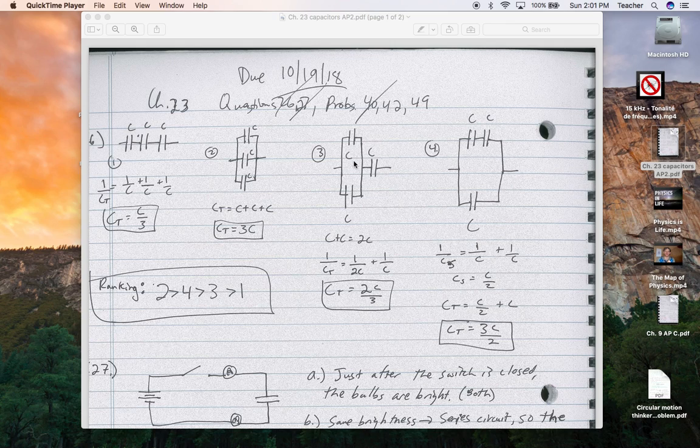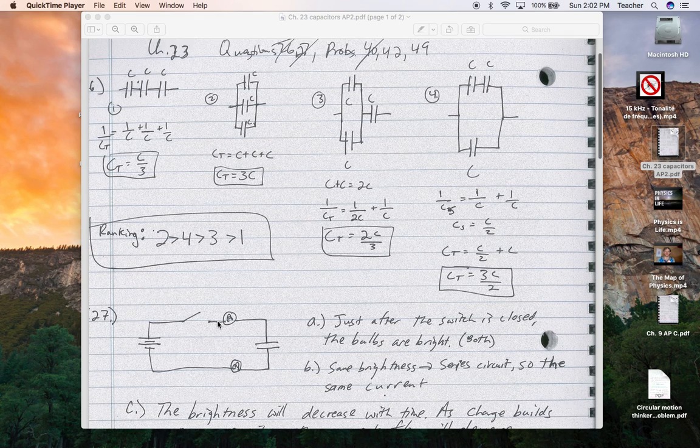For 3 and 4, it was a little more difficult. For 3, I added these two, so I got 2C for the parallel part, and then I had to treat that as a single capacitor in series with this. So 1 over 2C plus 1 over C, and then I had to flip it. That gave me 2/3 of the capacitance of just a single capacitor. Here, these two are in series, so I add the reciprocals of those at first. That gives me a top part of C over 2. And then I add that to the bottom capacitor. It gives me 3C over 2. So my ranking was 2 is the greatest, then 4, then 3, and then the smallest would be 1.